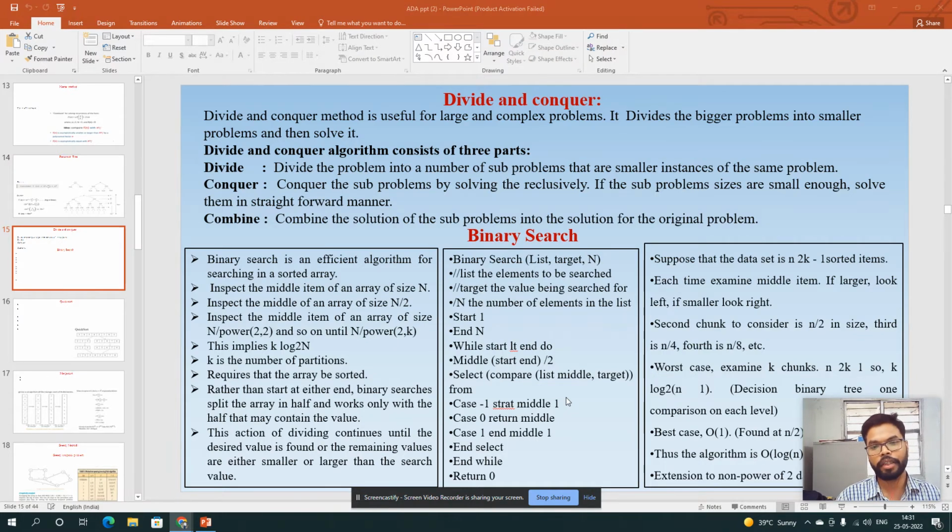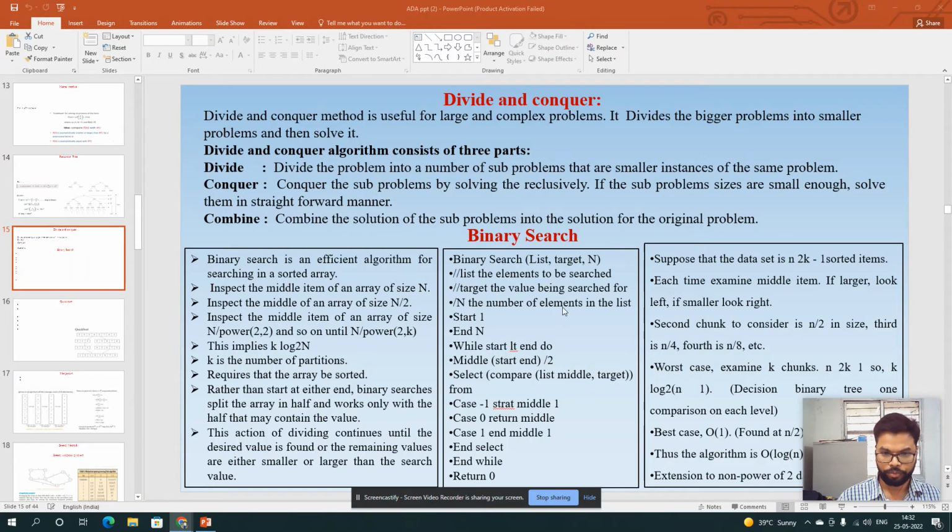If the middle element matches the element that we are searching for, then we can say that the search is successful. Otherwise, the whole list is divided into two parts. Again, we repeat the same procedure in the first part and second part. So these are a few examples of divide and conquer. Binary search is an example of divide and conquer. You can see the description given here.